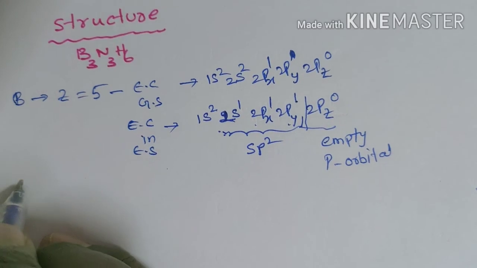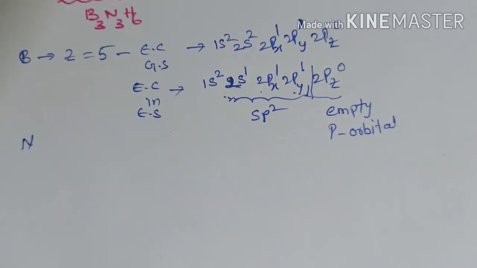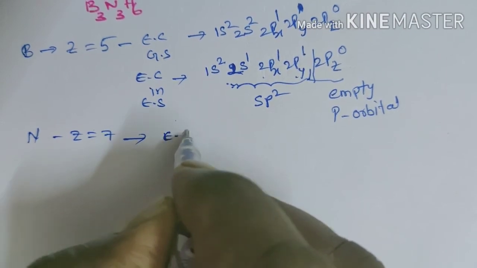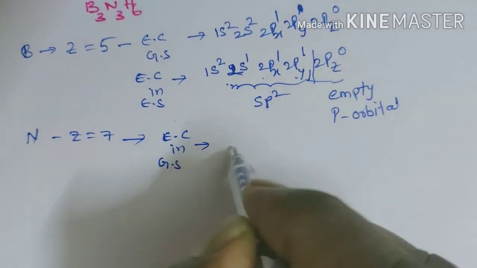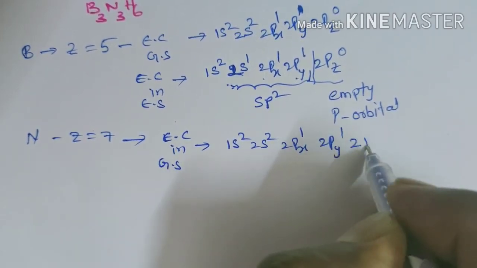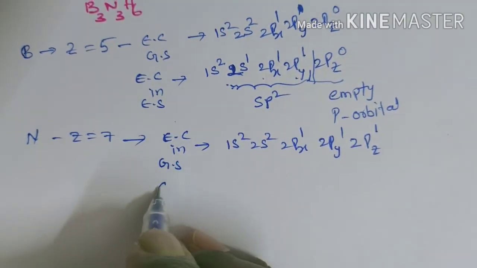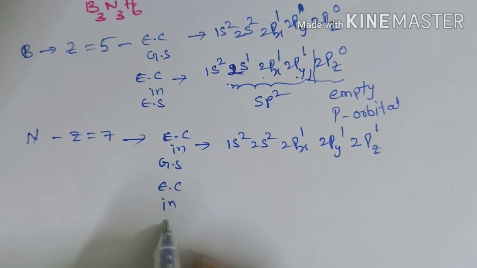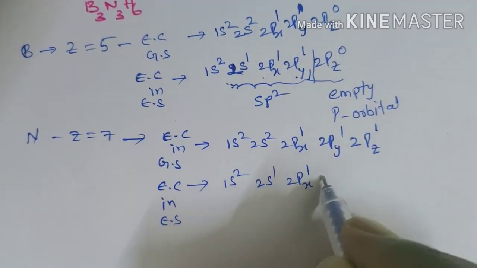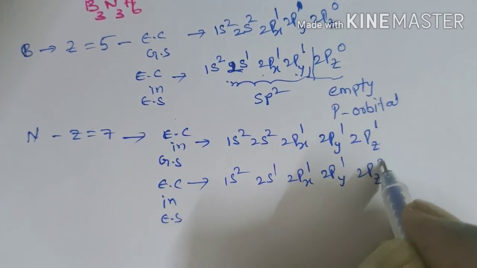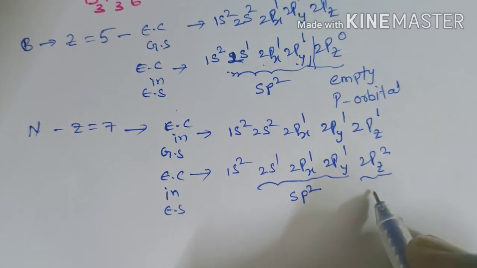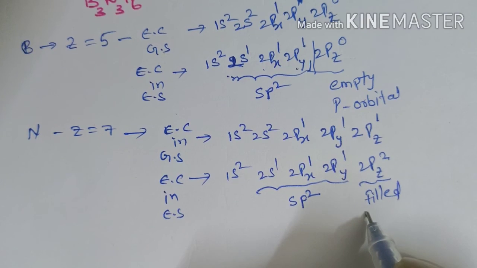Now we go for the electronic configuration of nitrogen. Nitrogen atomic number is 7 and the electronic configuration in the ground state is 1s2, 2s2, 2px1, 2py1 and 2pz1. But in the excited state, the electronic configuration changes. Now it becomes 1s2, 2s1, 2px1, 2py1 and 2pz2. Now here the hybridization is sp2, and the nitrogen has the filled pure p orbital.